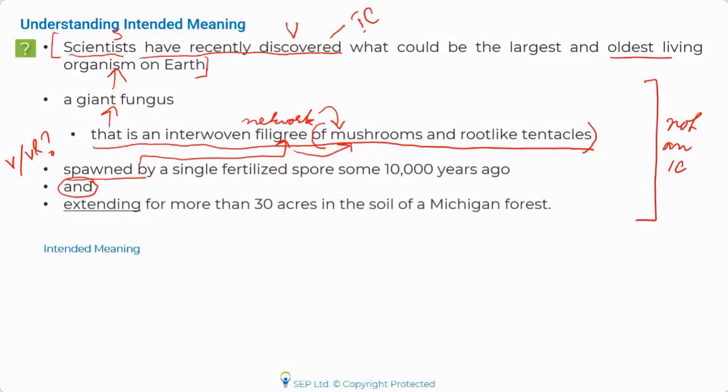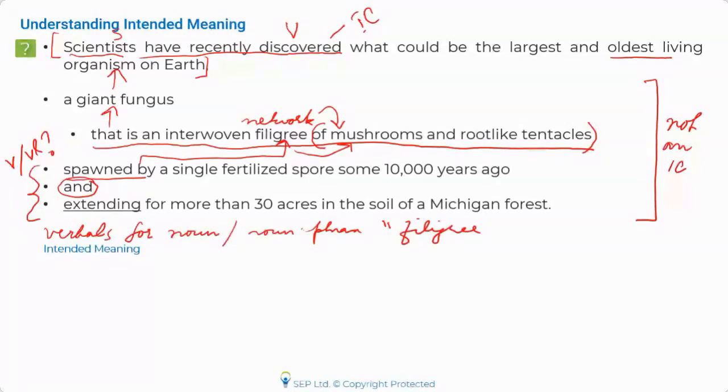And extending for more than 30 acres. So filigree spawned by something and filigree extending. So these two are verbals, okay? They are verbals. One is an ed verbal, the other is an ing verbal for noun or noun phrase, let me put it this way, starting with filigree. So it's the entire network extending for.